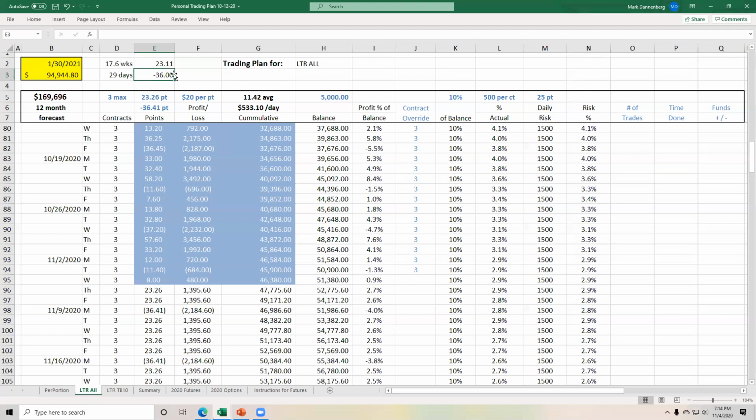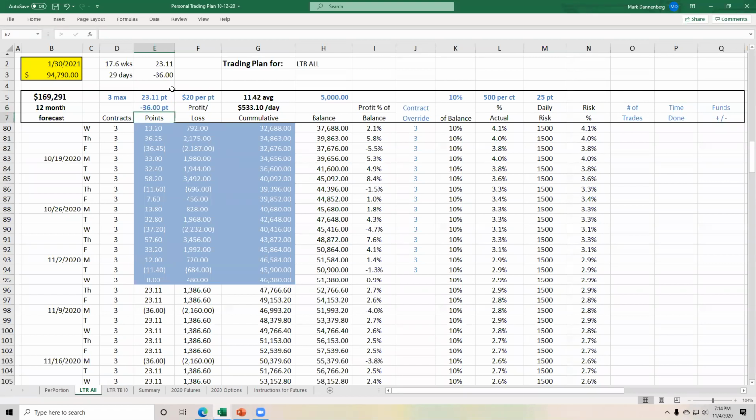Those averages are calculated in such a manner that they factor in the frequency rate of losing days to the number of weeks that we've already recorded. So taking that into account, these are our run rates. So what I want to do is forecast for the balance of the 52 weeks. We already have 17.6 weeks behind us. I'm going to forecast the balance of the 12-month period at those same run rates. So 23.11 for my winning days and minus 36 for my losing days.